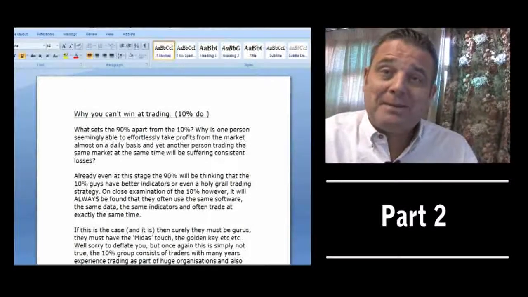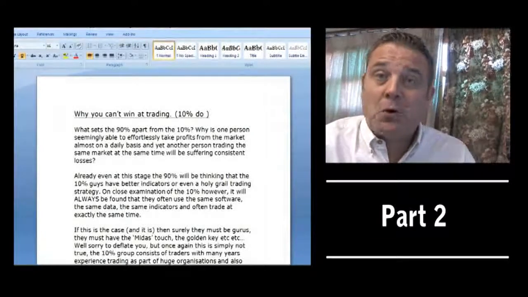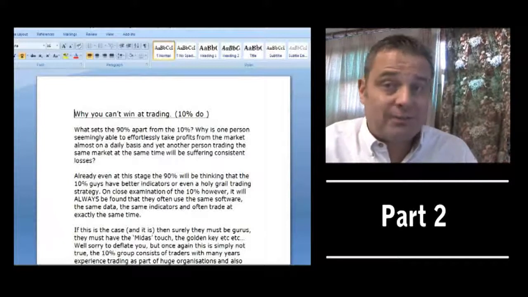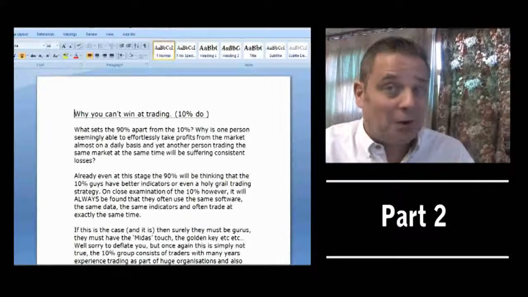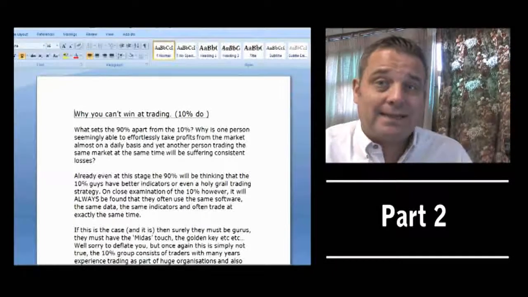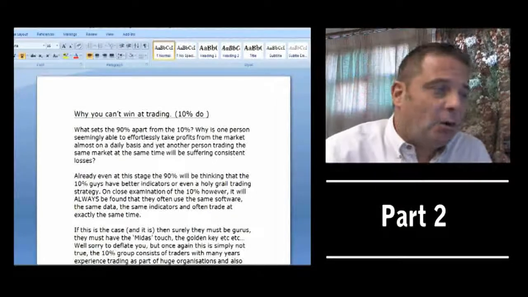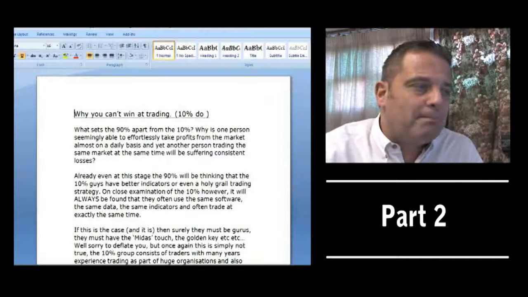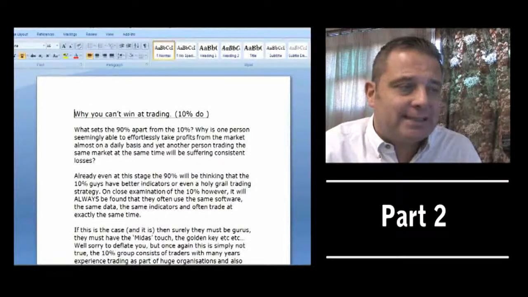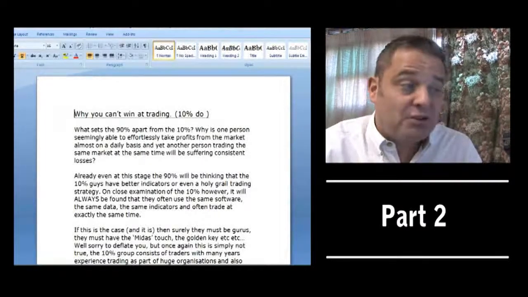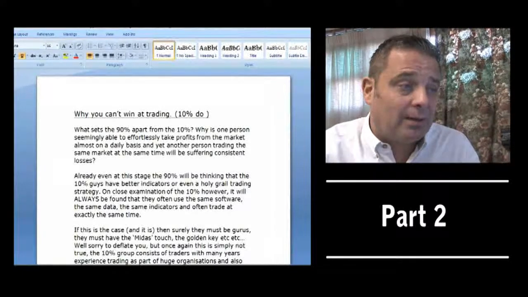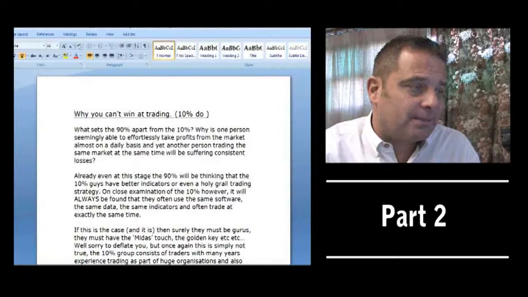We've just seen Tim Raymond win a major competition, a worldwide competition, with a 44% increase. And that's under a lot of pressure there, because you've got a lot of traders in China and all over the place in that competition. It says, what sets the 90% apart from the 10%? Why is one person seemingly able to effortlessly take profits from the market almost on a daily basis, and yet another person trading the same market at the same time will be suffering consistent losses?